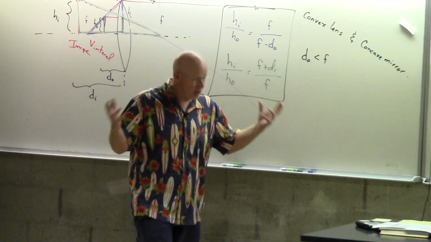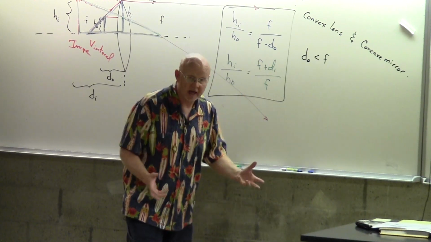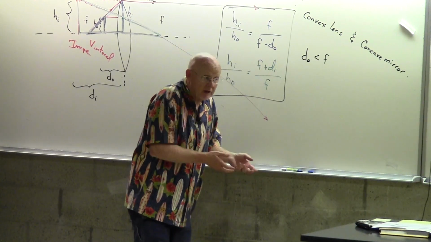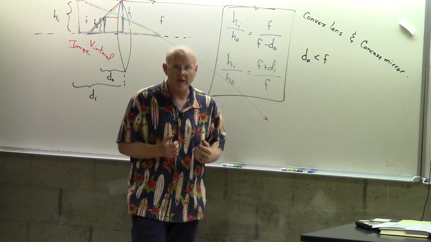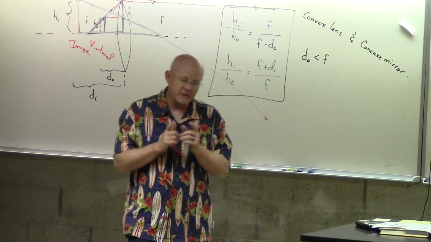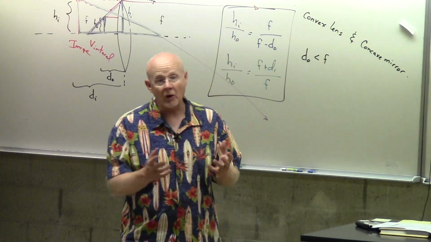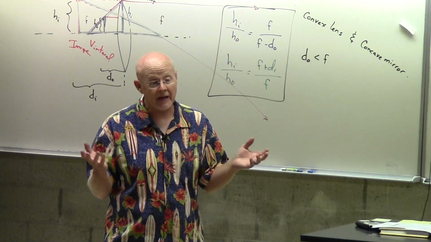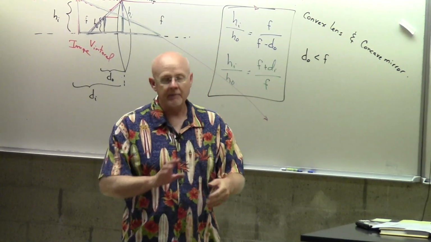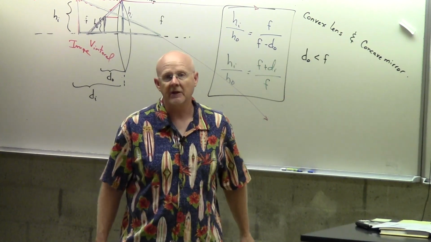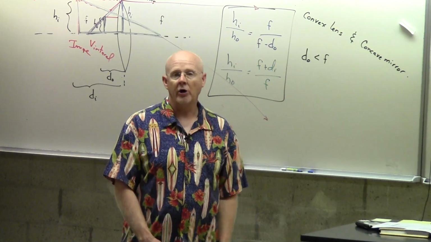And so, do I have a mirror, do I have a lens? Is it convex, is it concave? Is it closer to the focal length or is it further than the focal length? And then you can decide which of the equations to use. And then the question will just directly say, what is the height of the image? What is the location of the image? Those are the hardest ones.